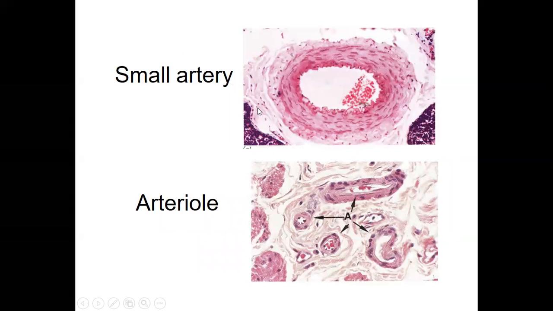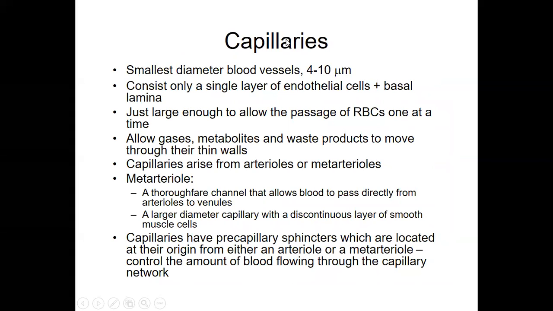Okay, so these are the pictures showing the small arteries, and the pictures showing the arteriole. You can see here the small artery. There's definitely the tunica media. The smooth muscle layer is small compared to the smooth muscle layer of the arteriole. Okay. How about the capillary?